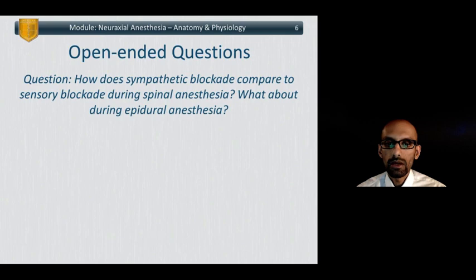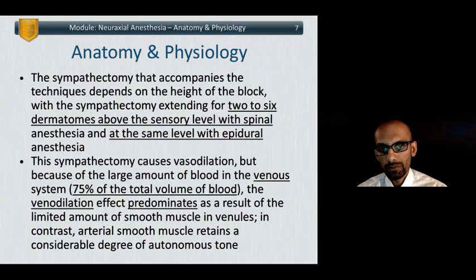Overall, with epidural anesthesia, you basically get segmental anesthesia, and the level of sympathectomy is typically tracking pretty much on par with where your sensory level is. So, as I said, 2 to 6 dermatomes above the sensory level with spinal anesthesia, approximately the same level with epidural anesthesia. A lot of this hypotension results from a loss of venous tone, as the veins comprise about 75% of the total blood volume. Venodilation is what causes the loss of preload and consequent loss of cardiac output and hypotension, not as much arterial tone.